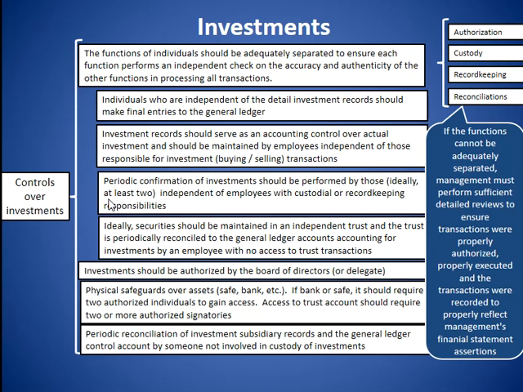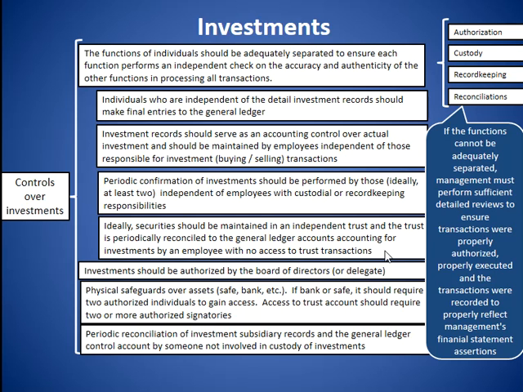There should be, just like a periodic inventory of inventory, a periodic confirmation of investments, and that should be performed by, ideally, two people who are independent of employees with custodial or record keeping responsibilities. Ideally, securities should be maintained in an independent trust, and the trust is periodically reconciled to the general ledger accounts, accounting for investments by an employee with no access to trust transactions.